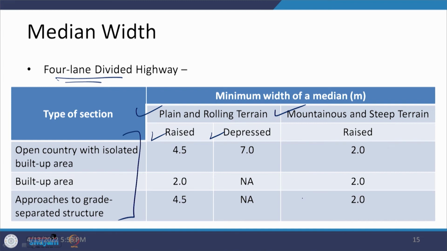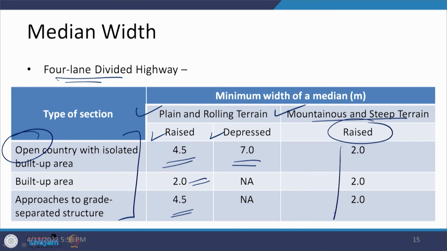Depressed median is always provided in the open area. It is 7 meters wide, but if it is a raised one, then it is 4.5 meters wide. If you are in a built up area, it is reduced to 2 meters, and on approaches to grade separated structures, it is 4.5 meters, but when you are on the grade separated structure, this is again going to be reduced. If required, the minimum is 1.2 meters, if at all that has to be provided. In the case of mountainous and steep terrain, we only go for a raised median, and that is 2 meters wide.